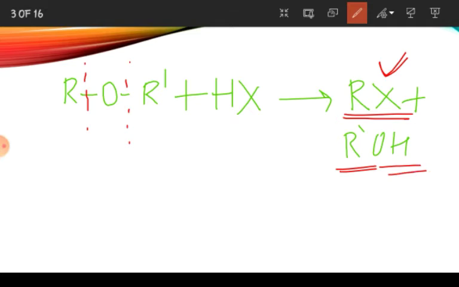So for this reaction, you need to remember that there are two cases that are possible. So listen carefully.